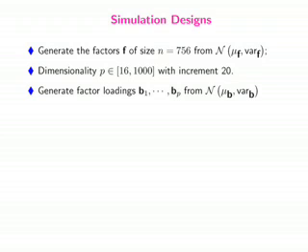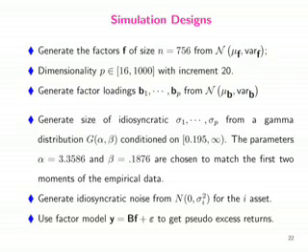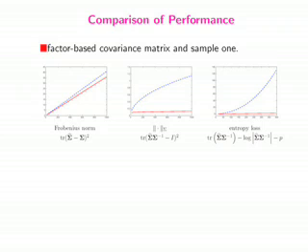And then I generate loadings from these normal distributions. And now I need to generate the idiosyncratic noise. These are chosen from a gamma distribution to match the first 2 moments that I have. And after that, of course, you get as many simulations as you like. And here is the accuracy comparison. So if I use the Frobenius norm, this is the sample covariance matrix, whose mean square error grows with dimensionality.